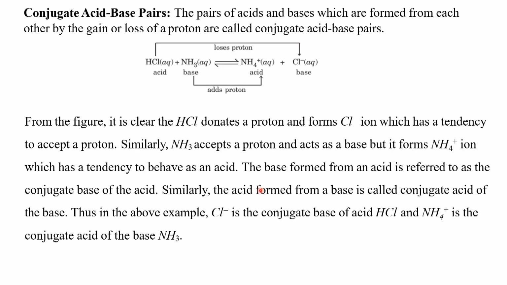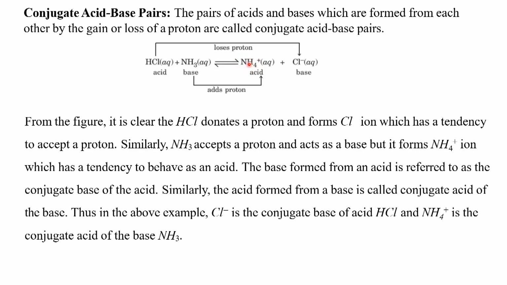Next is conjugate acid-base pairs. The pairs of acids and bases which are formed from each other by the gain or loss of a proton are called conjugate acid-base pairs. For example, hydrochloric acid in aqueous solution reacts with ammonia, which is a base. HCl loses a proton and gives Cl-, which is a base here. Ammonia NH3 is a base, and when it accepts a proton from HCl, we get the ammonium ion.